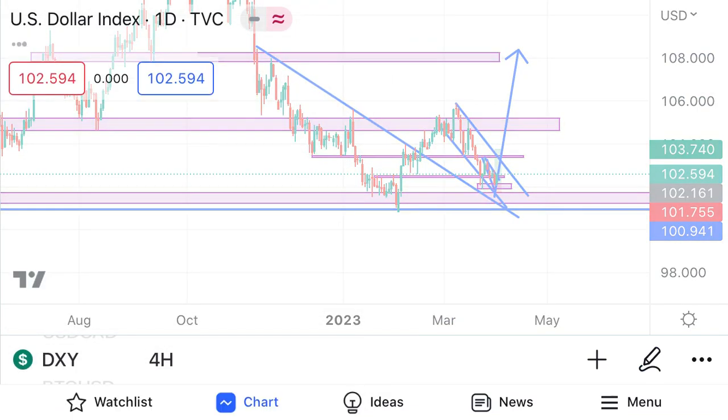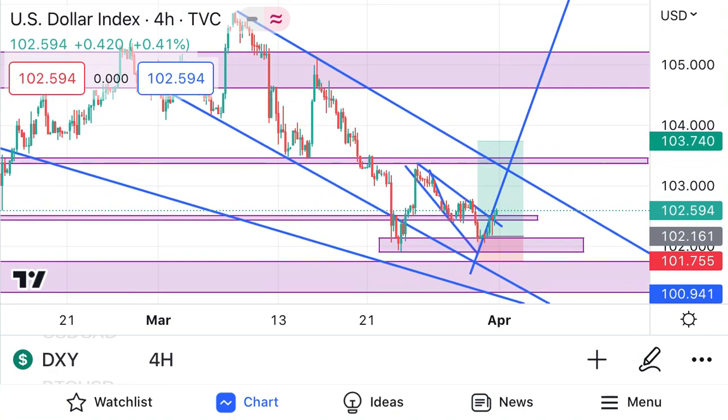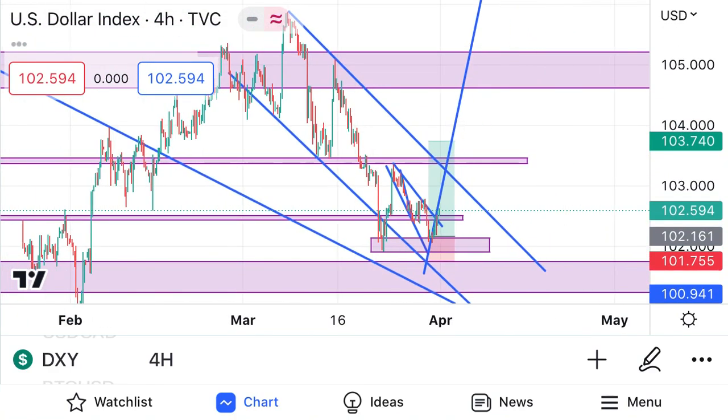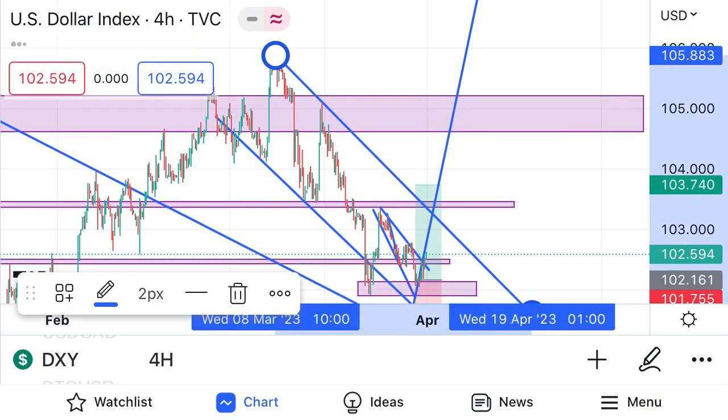So this is top-down analysis basics that I'm teaching you. So now we are on the 4-hour time frame. As you can see on the 4-hour time frame, we are seeing what? We are seeing this. This is a descending channel.